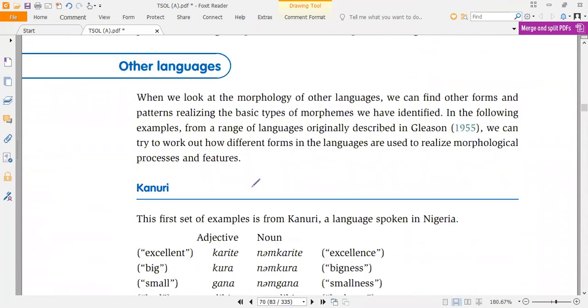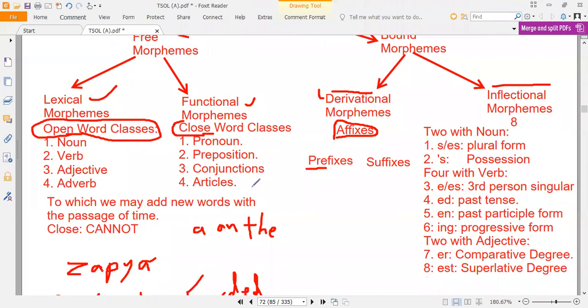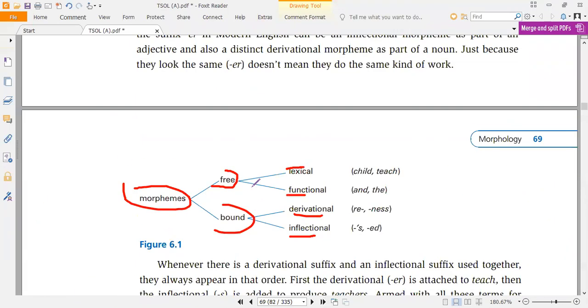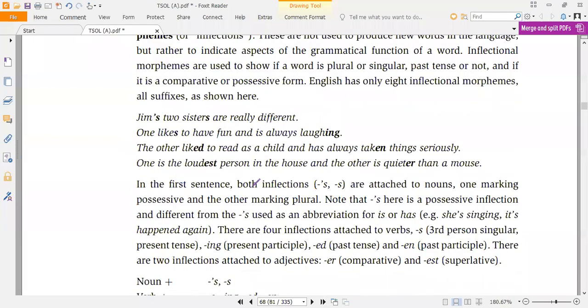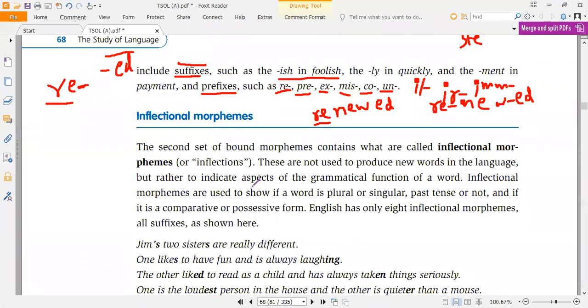Okay, then moving to inflection morphemes. Sir, circumfix is also part of it or not, sir? Which one? Circumfix, sir. Sorry, I didn't pick your question. Sir, I'm saying that circumfix is also.